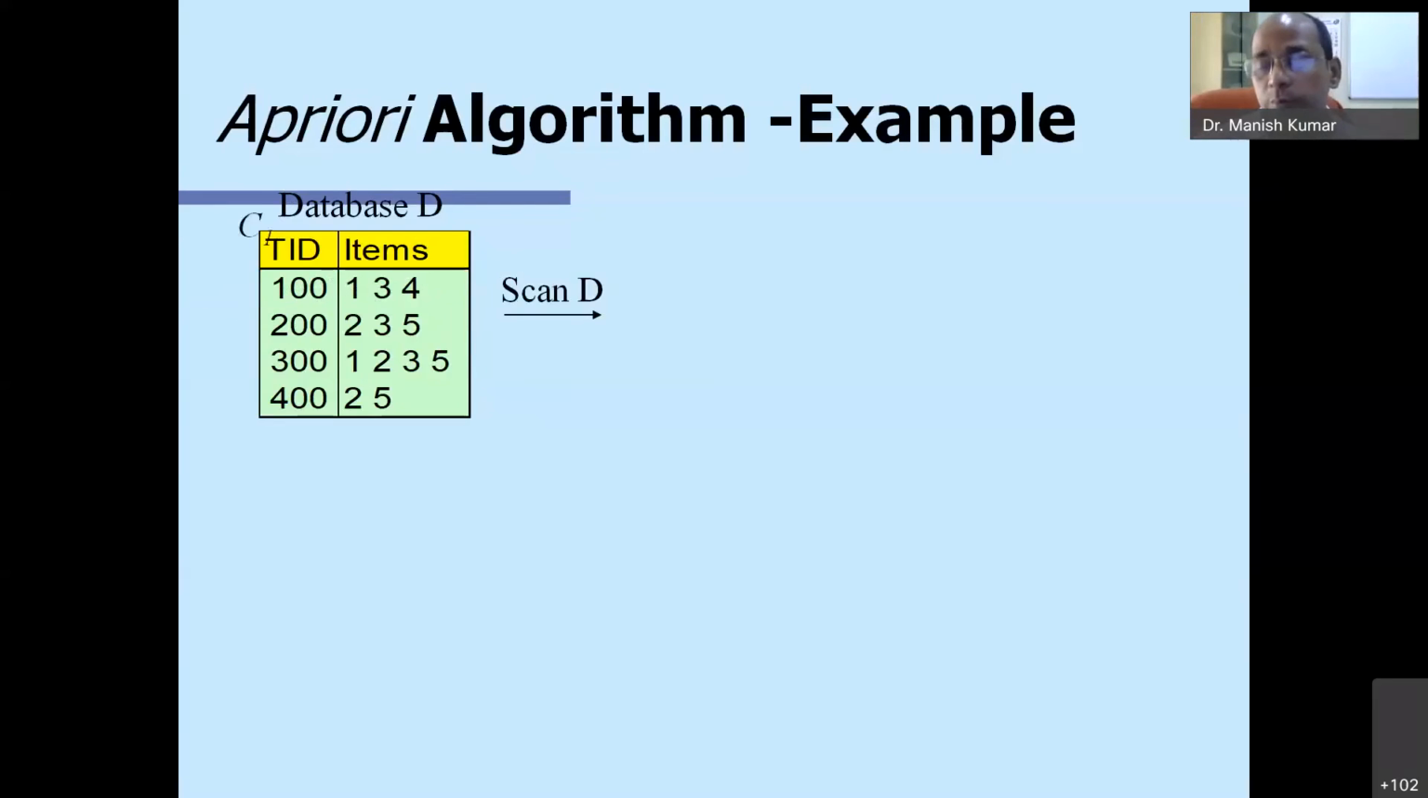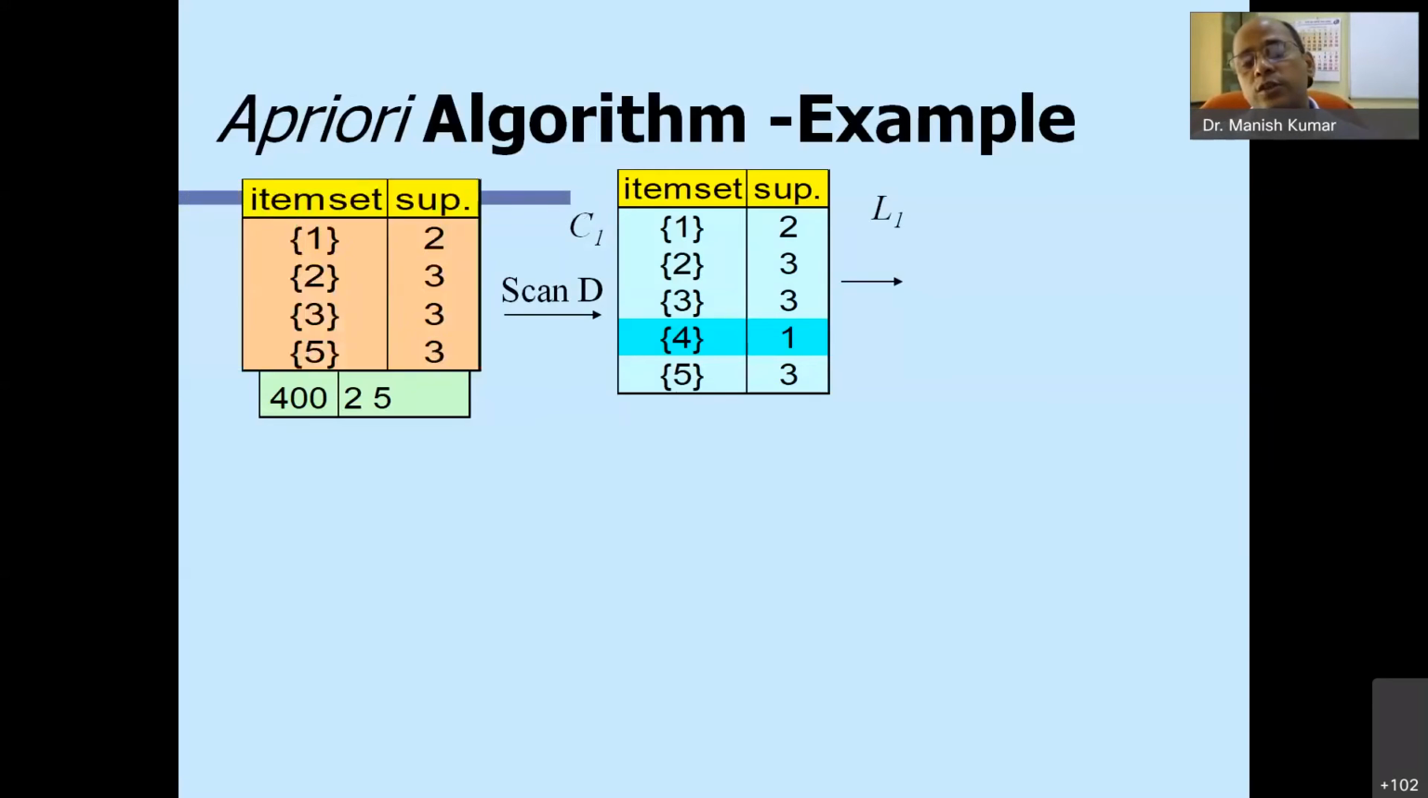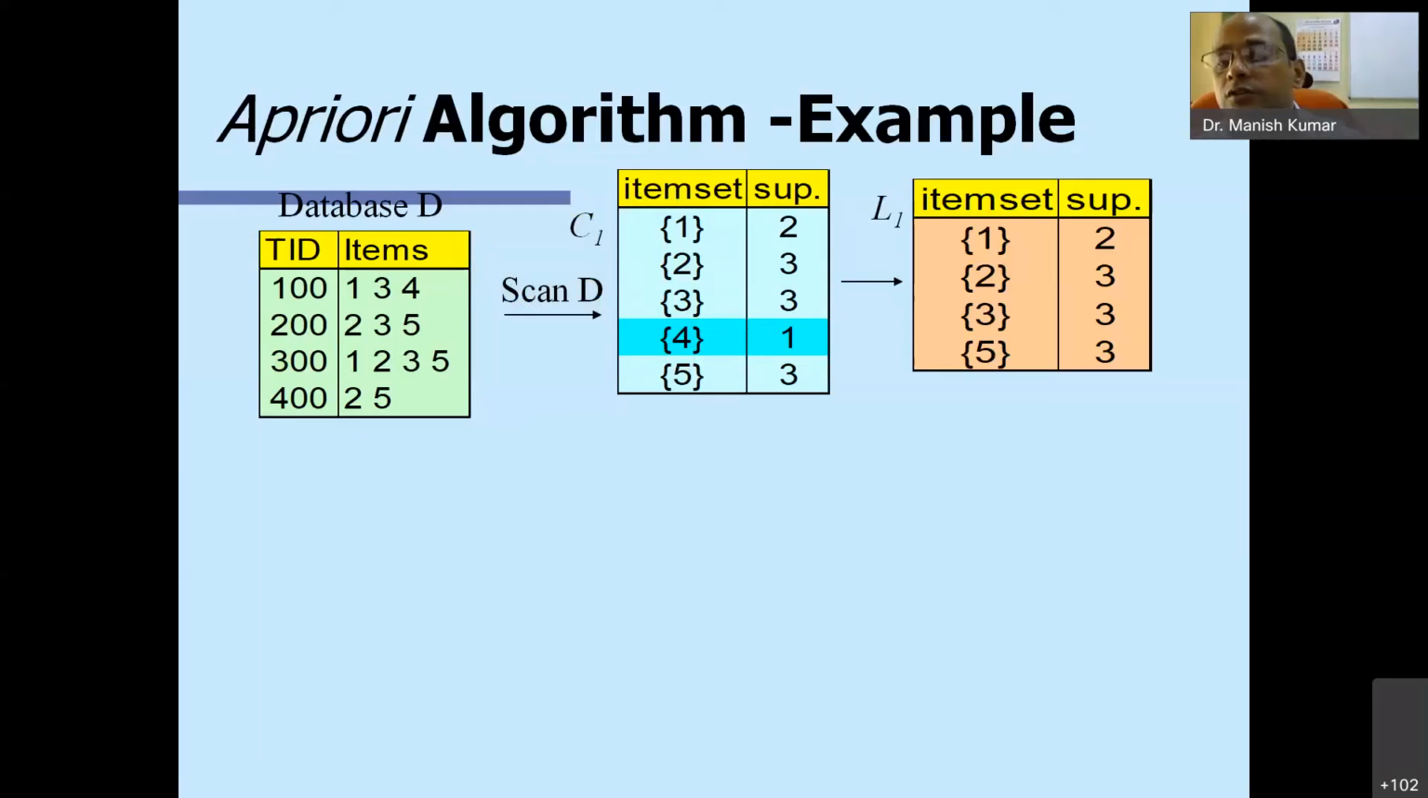So scanning D, you can see that there are 5 distinct items involved, and the frequency is: 1 has 2, 2 has 3, 3 has 3, 4 has 1, and 5 has 3. So obviously I am ignoring 4 because it does not have the minimum support of 50%, and the rest will be transferred to the first level of frequent item sets, known as L1. This first set which you have created based on frequency is referred to as candidate set C1, and the other one is referred to as frequent item sets L1.